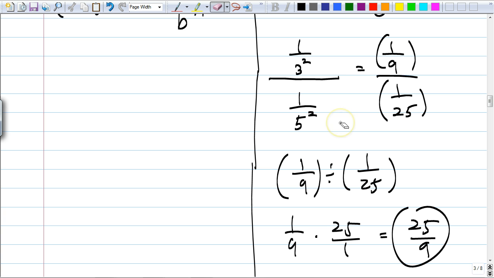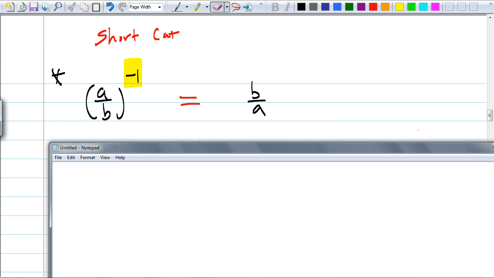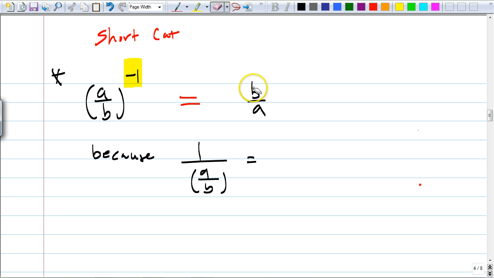How many people got 25 over 9 as the answer? Does this make sense? Good. So a lot of you were able to see the shortcut. If I have A over B, the whole thing to the negative 1 power, it just means B over A. Well, to the first power, right?